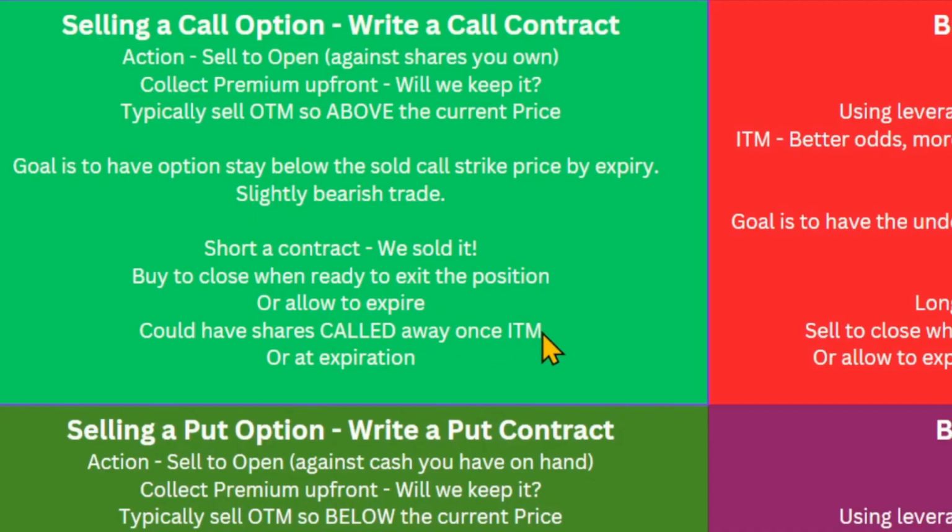Or you could have shares called away once it's in the money or at expiration. So at expiration or during this period of time, if it goes above 110, they could call away your shares because you gave away that right. Or at expiration, it could get assigned, right? They could take away your shares at that 110 strike price that you agreed to. So that's that. Back to Fidelity.